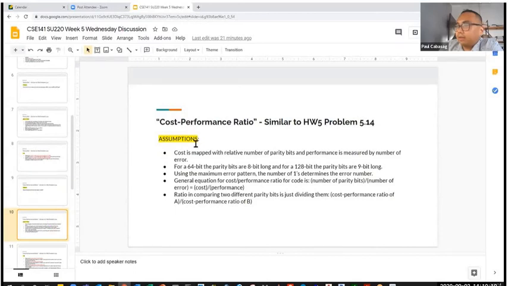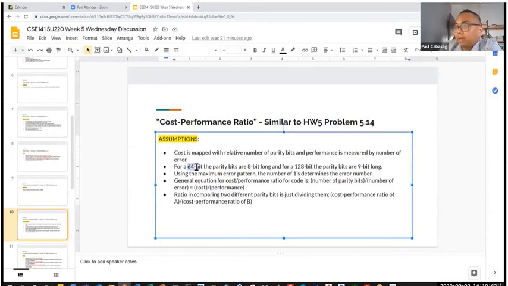To help out, here are some assumptions I would make. The cost shown here is just mapped to the number of parity bits, so the cost is the relative number of parity bits. And the performance is the number of errors, which I'll explain in a bit. For example, let's take a look at this one. You have a 64-bit code, and that's your code A. So how long is this parity? It's 8 bits long.